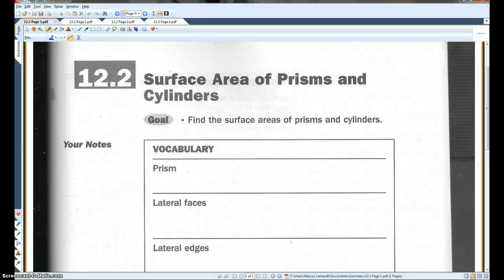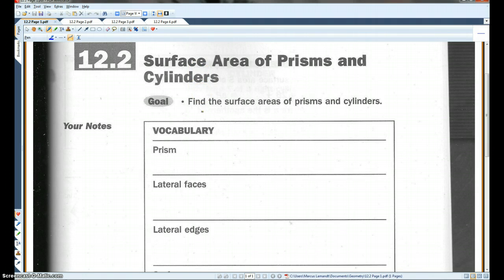Alright, you guys, if you could please turn to section 12.2 in your notes. We're going to go over surface area of prisms and cylinders. A prism is a polyhedron with two congruent faces called bases that lie in parallel planes. The lateral faces are basically the other faces of the polyhedron. They are parallelograms that are formed by connecting the corresponding vertices of the bases.